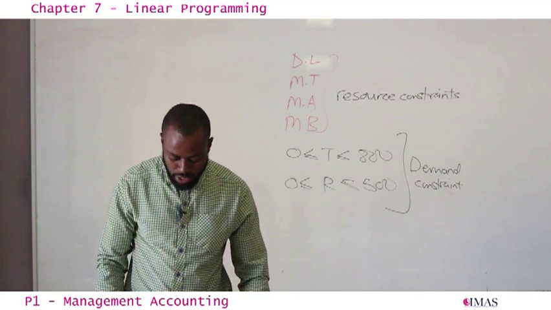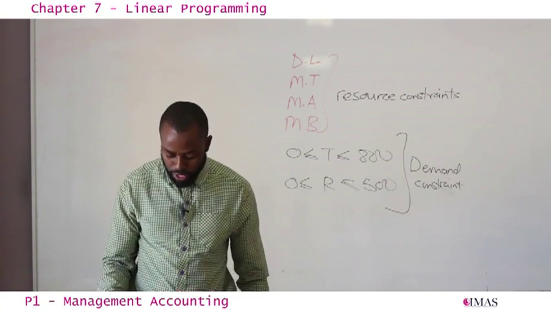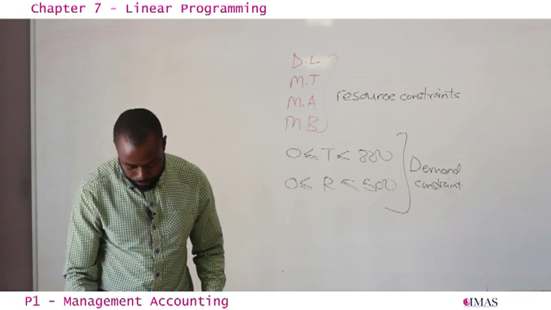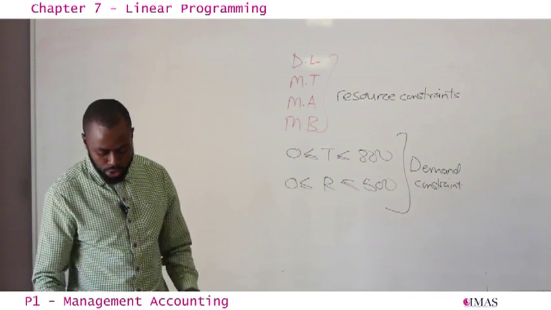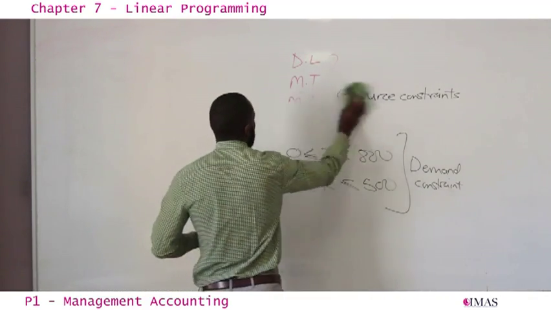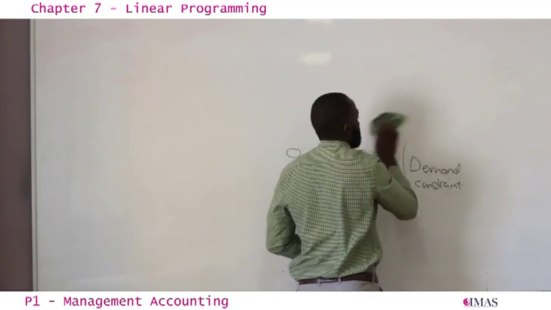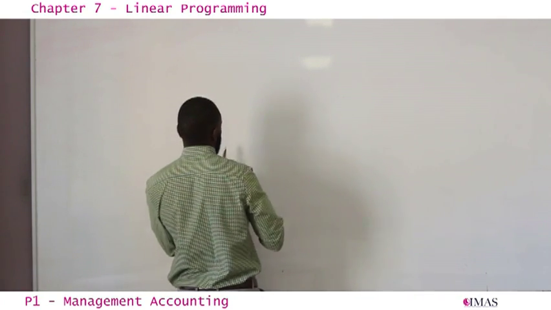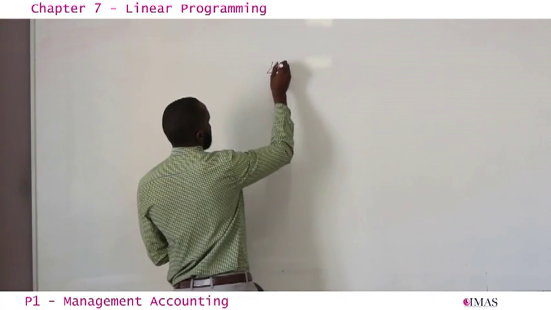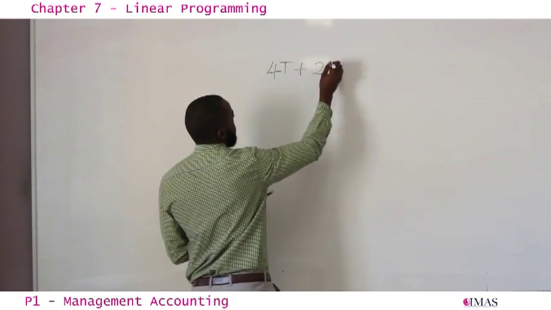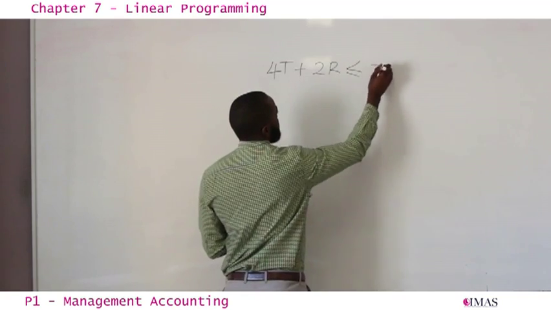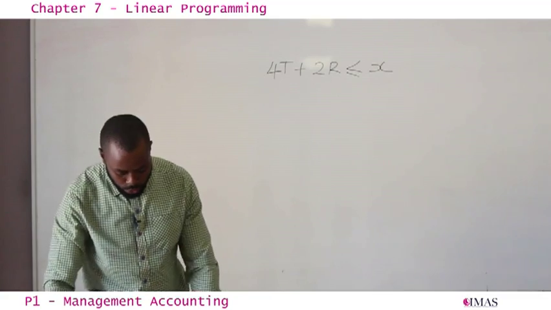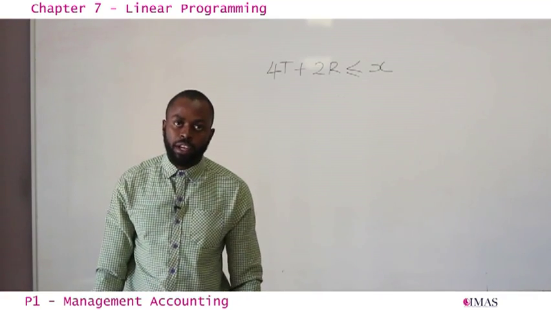But now the question wants us to calculate the maximum material A that we need. So we're told that the company needs 4 kgs to produce product T, and it needs 2 kgs to produce product R. So it needs 4 kgs of T plus 2 kgs of R. This should not exceed a certain amount, which we're going to call X. So already the graph has been drawn for material A.